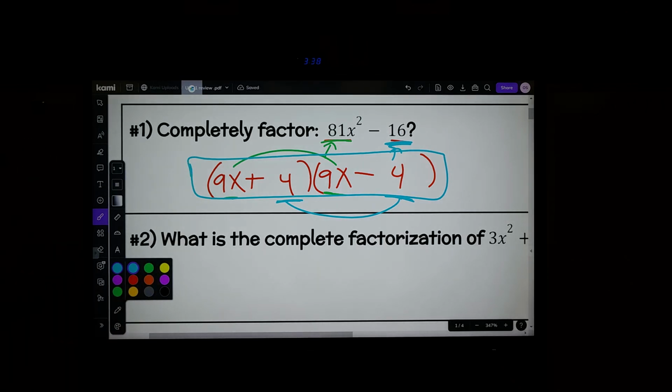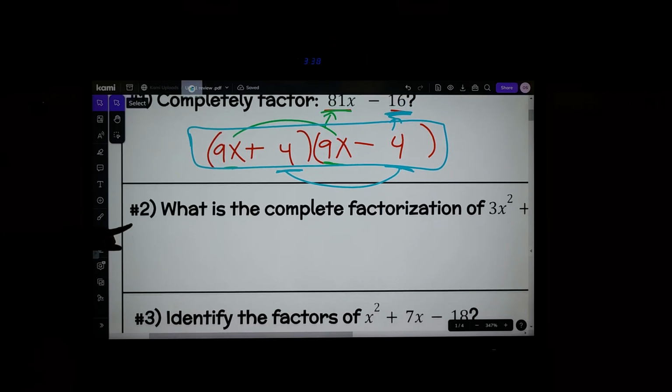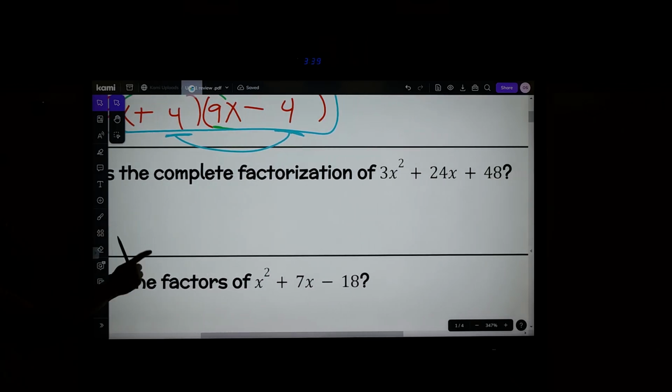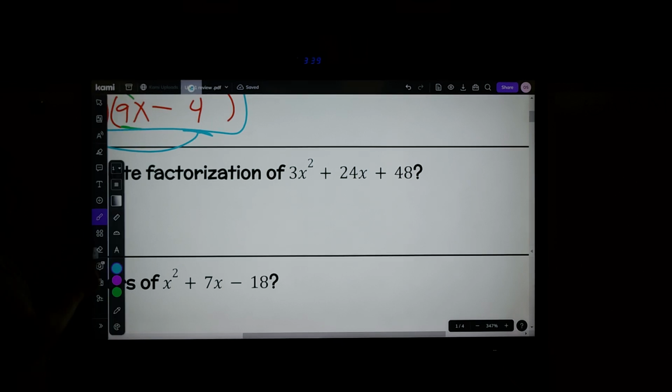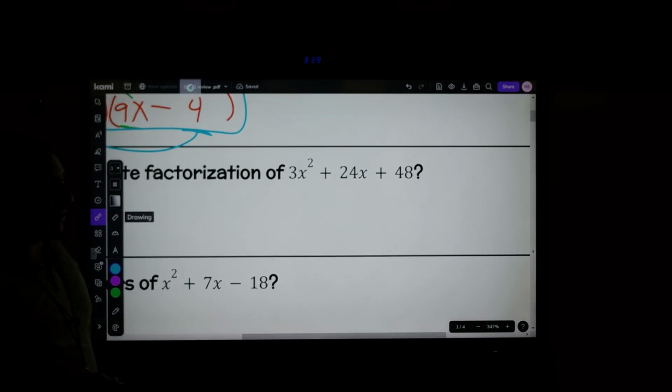Now, one way you could vary it, it could be minus plus instead of plus minus, but they just have to be opposite signs. Okay, question on that one, guys? No? Okay. Complete factorization. This one gets tricky.